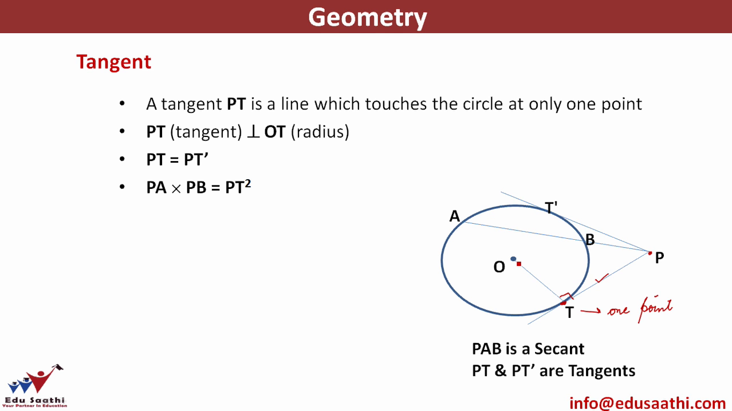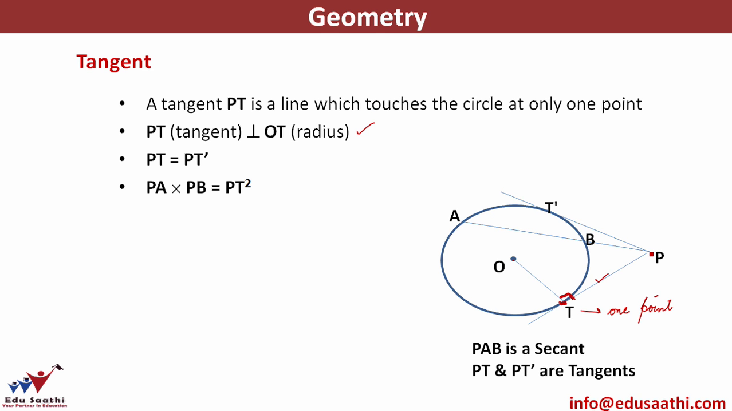PT will be perpendicular to the circle. When I say perpendicular to the circle, I actually mean if I join this point with the center of the circle, it will be perpendicular to the tangent. So a line from the center of the circle to the point of contact is always perpendicular to the tangent at the point of contact. So the two things that I need to remember is, tangent touches the circle at only one point, and at that point it is perpendicular to the circle.